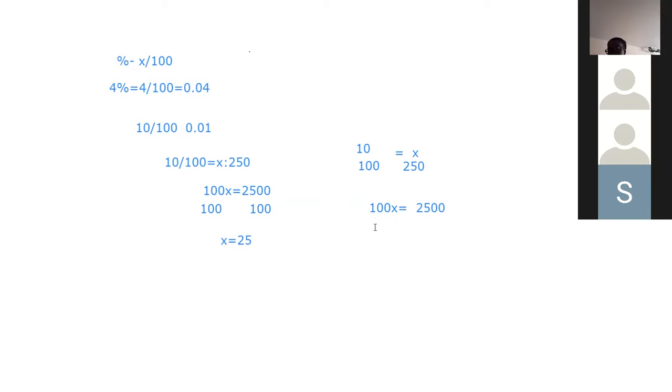So let's figure out how many grams of medication will 500 milliliters of 10% solution contain. So how many grams of medication is in a 10% solution? That would be 10 per 100, right? And this time, instead of 250, we have 500, okay? So 50.